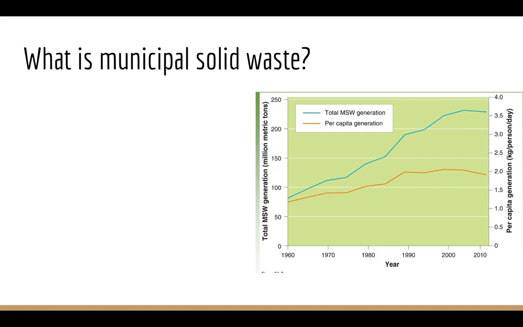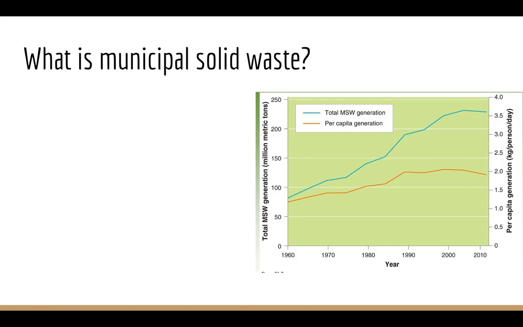About 60% of municipal solid waste comes from residences, and then 40% comes from commercial and institutional facilities. Other types of waste include agricultural waste, mining waste, and some industrial waste. Those kinds of waste are typically deposited and processed on site rather than being transferred for disposal.